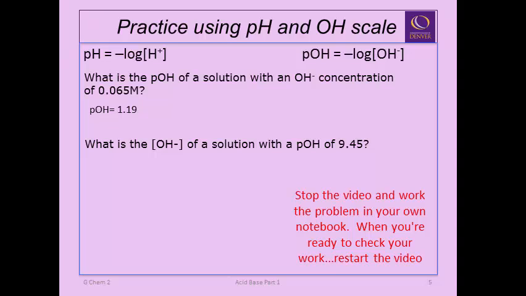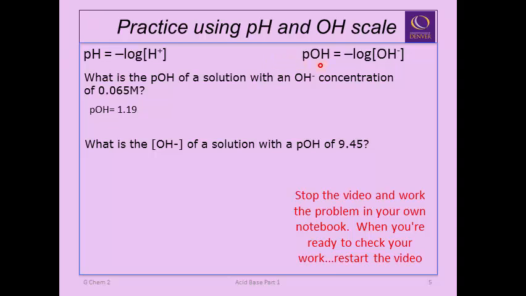So let's check your work. If you did this correctly, where you entered 0.065 molar for the concentration of OH minus and then took the minus log of that, you should have come out with a pOH of 1.19. And then in reverse, you have the pOH, which is 9.45. That enters right here.